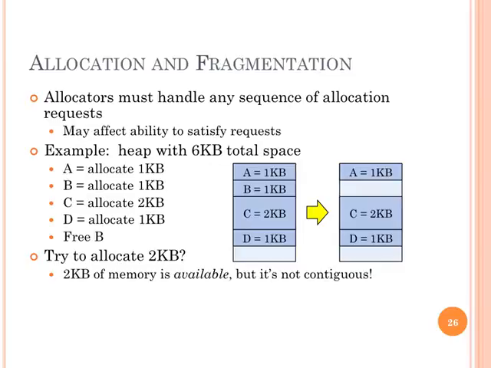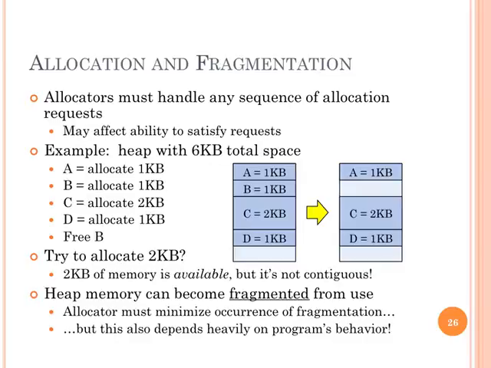That's what we actually call it when we smush stuff together. I say here it's available, but it's not contiguous. So we call this fragmentation, and there are several different kinds of fragmentation. But this issue is very serious.